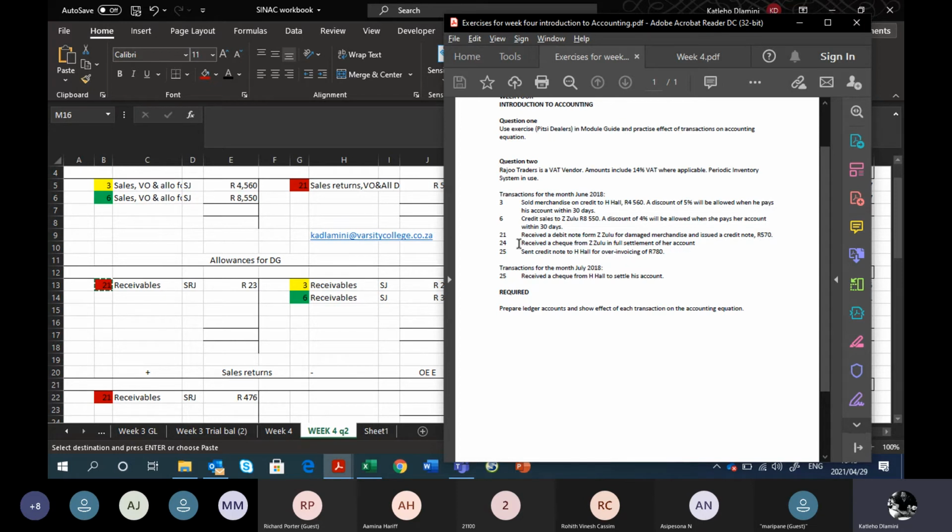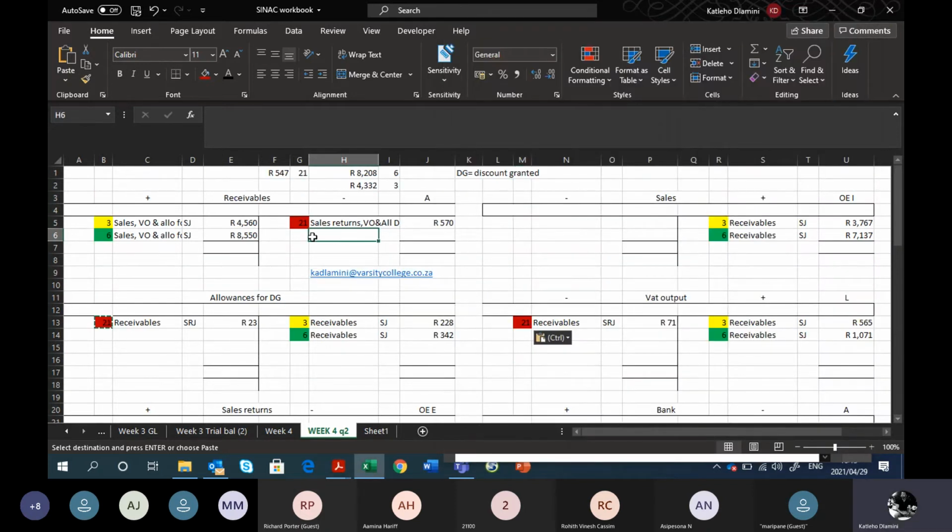All right. Then the 24th, received check from Z Zulu in full settlement of our accounts. So Z Zulu is paying us now on the 24th. Remember now Z Zulu purchased from us on the 6th, so they're gonna get that discount now, right? So received a check in full settlement of our account. All right, so now, remember one thing. Z Zulu, we first have to subtract that amount, right? So you already have that amount being subtracted. Okay.